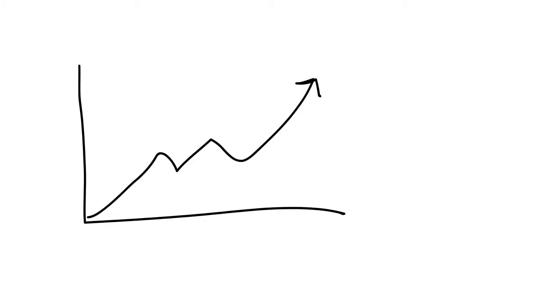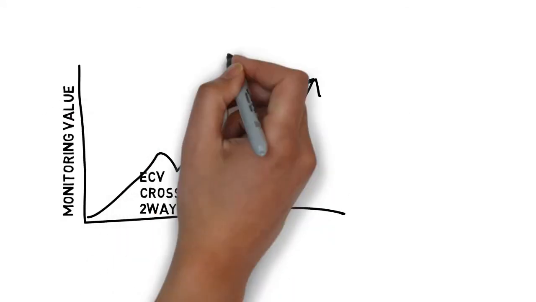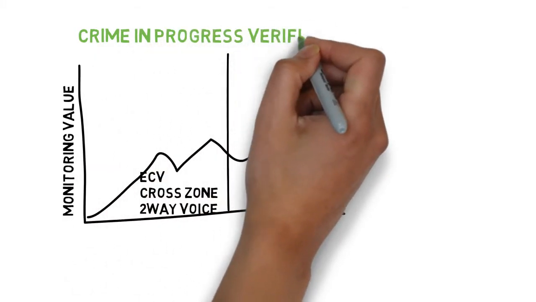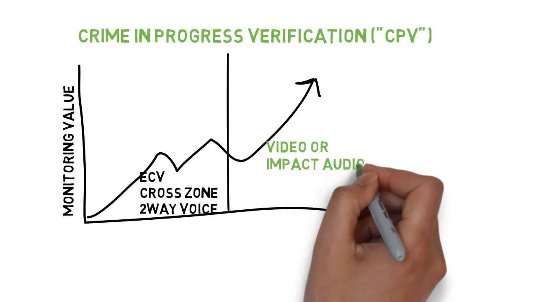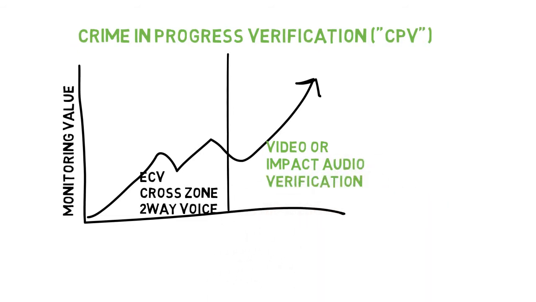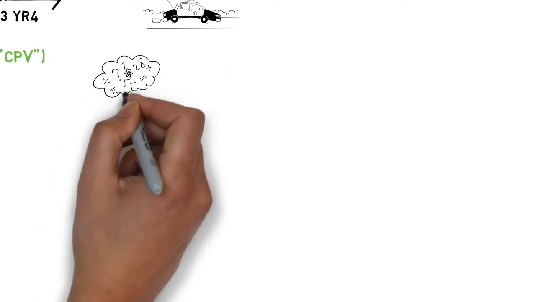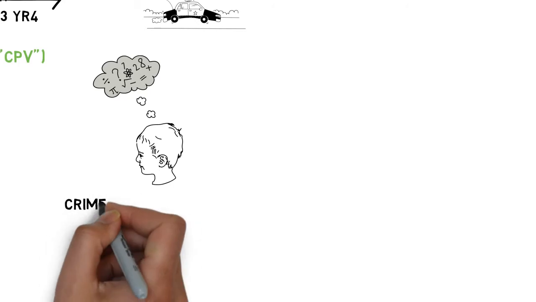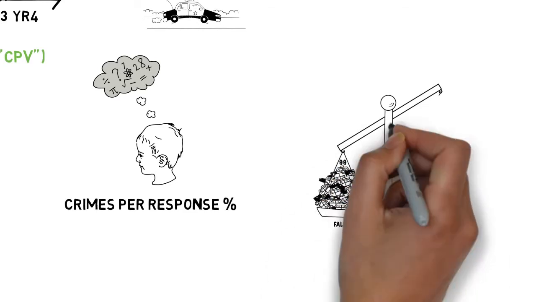To maximize central station monitoring's value to its customers, it is crucial that we embrace law enforcement's definition of crime in progress verification, or CPV, through video or impact audio verification. It is important to understand why increasing the probability of real crimes, even a few percentage points, matters to police, and the best way to do this is to think of crimes per response.